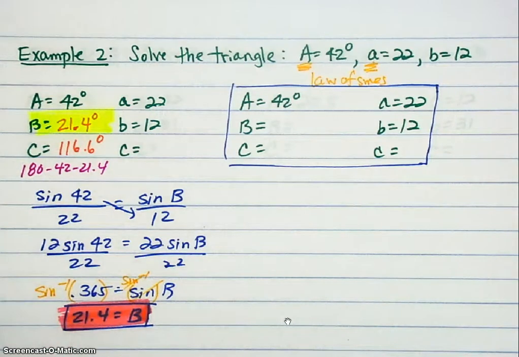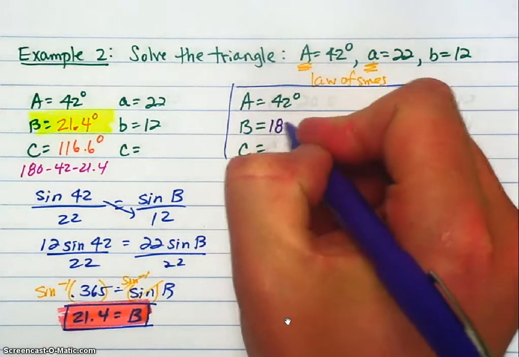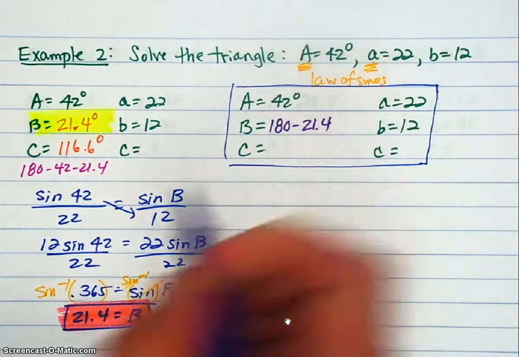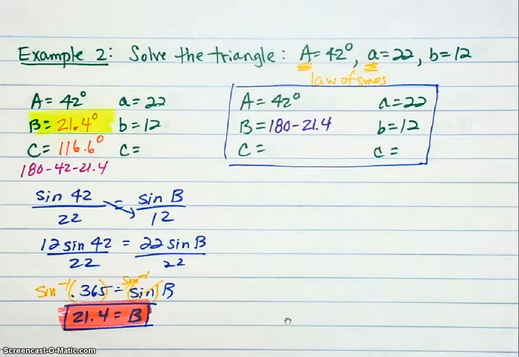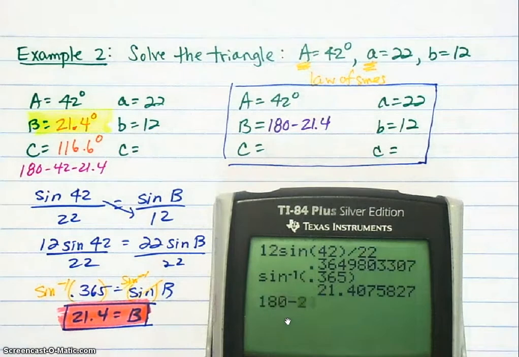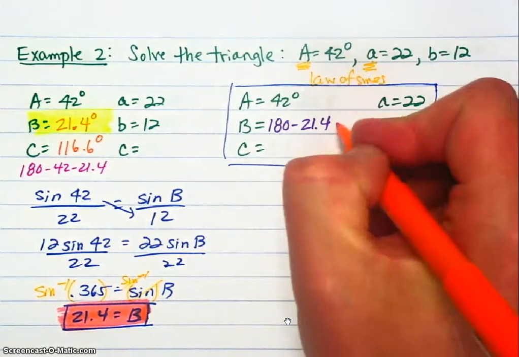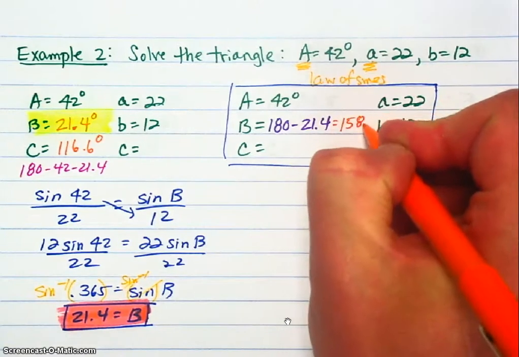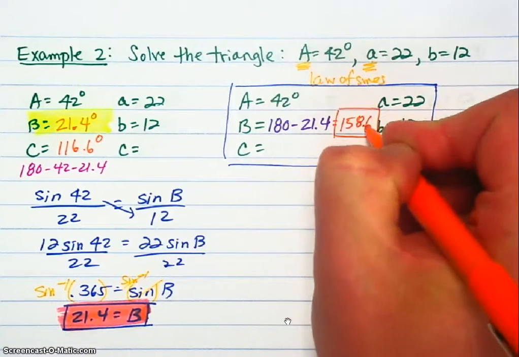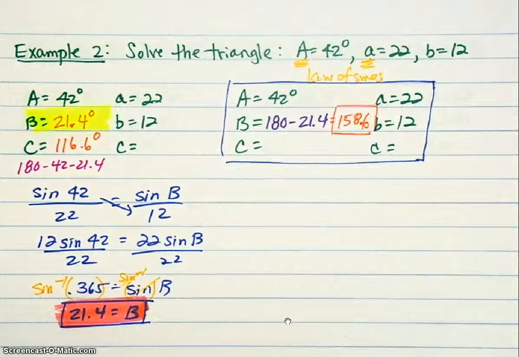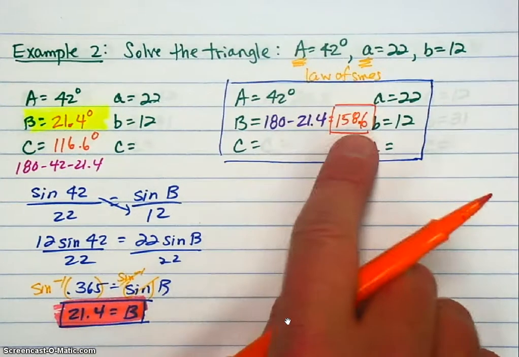You simply take 180 and we subtract the answer we just got for b of 21.4. Now when I do that, 180 minus 21.4, I get 158.6. So this b value right here is 158.6. Now, why are we using the 180? Well, it has to do with obtuse angles and why the second triangle would occur, and I can explain all that to you later. But we get 158.6.